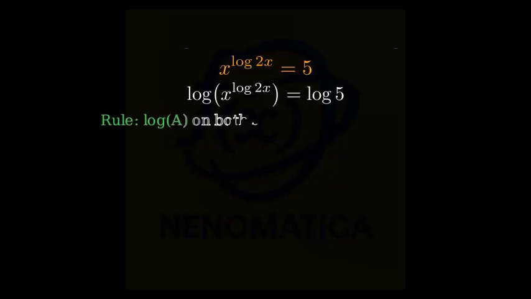Here is the problem statement. We begin with the equation x to the power log of 2x equals 5. Step 1. Take the logarithm of both sides. This gives log of x to the log 2x equals log 5.